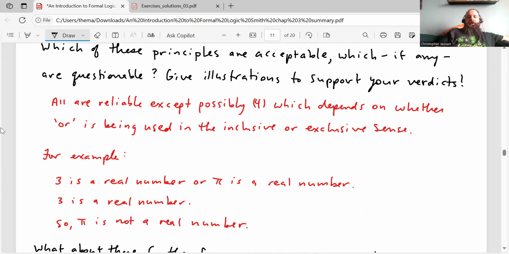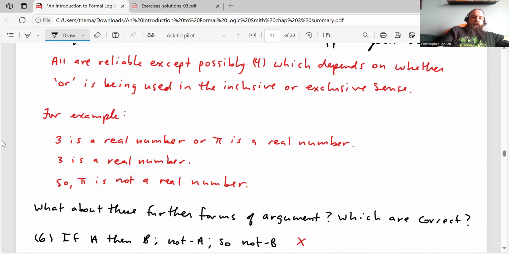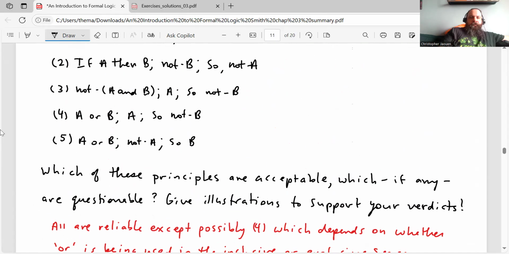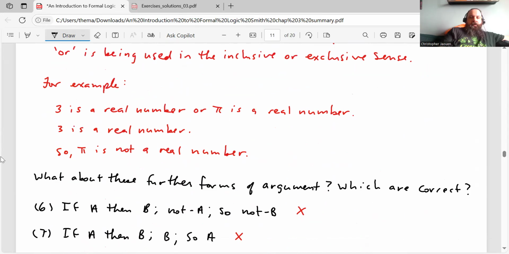All are reliable except possibly four, which depends on whether "or" is being used in the inclusive or exclusive sense. In mathematics, we usually use the inclusive or, unless stated otherwise. In natural language, usually "or" means the exclusive or, meaning one or the other, but not both. The inclusive or means one, the other, or possibly both. So for example, 3 is a real number or pi is a real number. 3 is a real number, so pi is not a real number. So that would be an example of argument 4 that doesn't work.